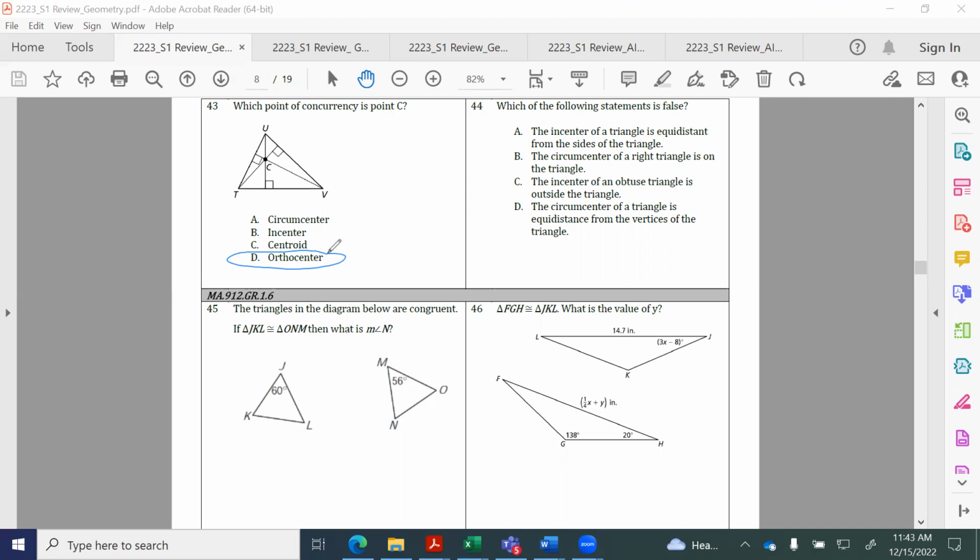Again, we didn't have any special properties. We just had the name that we had to remember for that one. So again, the parts that go with these: circumcenter is where the perpendicular bisectors meet. The incenter is where the angle bisectors meet. The centroid is where the medians meet. And the orthocenter is where the altitudes meet.